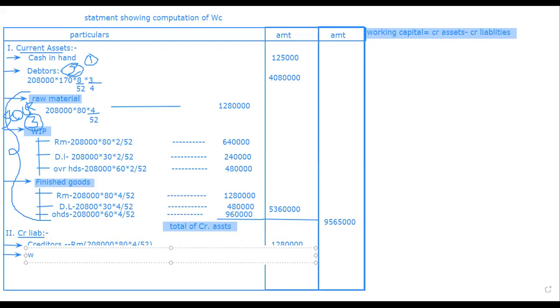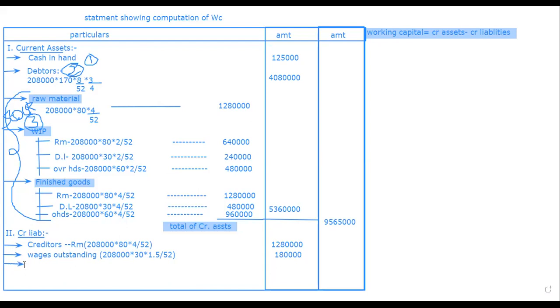So wages outstanding. Again, I'm going to count with the same thing. That is 208 into wages is how much? 30 into what is the period he said? 1.5 weeks he said. 1.5 means 1.5 divided by 52. So that's how I'm going to calculate it. I'm going to get the answer as 1,80,000. So this one is done, and then we're going to go to the last one, that is overheads.